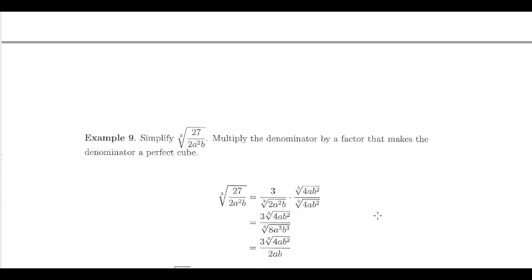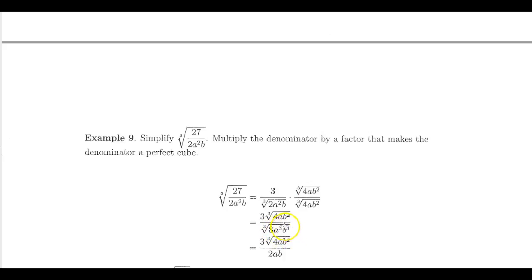So if we're working with cube roots, working with this procedure to make a perfect cube in the denominator is helpful. So 8 is the next larger perfect cube. So 2 times 2 squared gives me 4. A squared times a gives me a cubed. B times b squared will give me b cubed. So that's why I'm multiplying by the cube root of 4ab squared in the numerator and denominator.